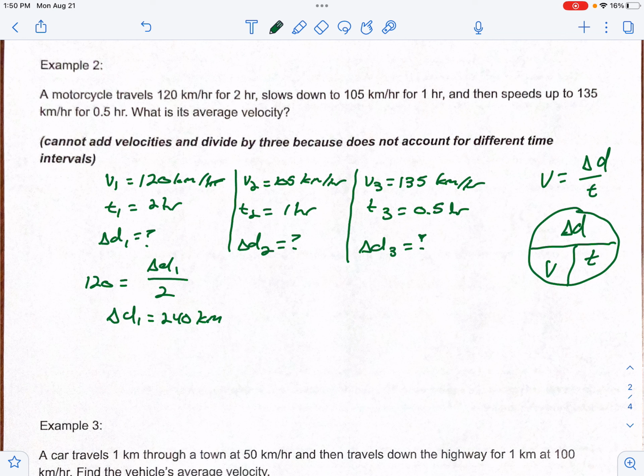If you're using the circle part, if I'm looking for D, I would cover up this D, and that would tell you that it's velocity times time. Okay, so either way works as long as we get the same answer. Then I'm going to do it for the next one.